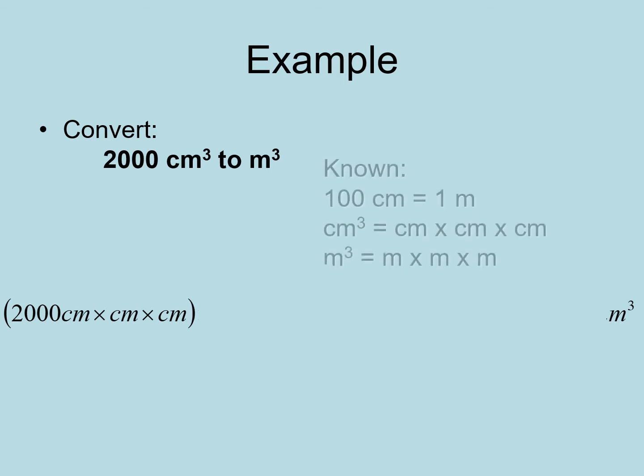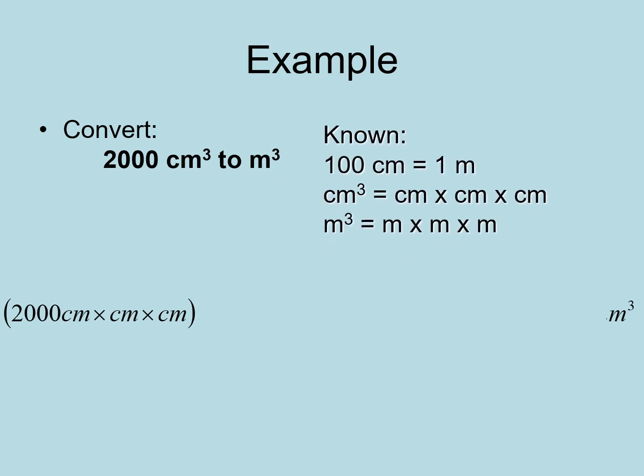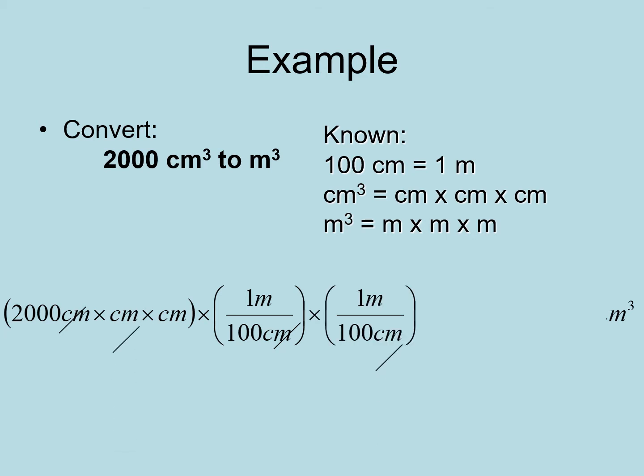So for example, I know that 100 centimeters equals 1 meter, and maybe I can make use of that fact. So if I write 1 meter over 100 centimeters as my conversion factor, that will only cancel out 1 of the centimeters. I need to do it 2 more times in order to fully cancel the cubic centimeters that I started with. Now I have meters times meters times meters, which is going to give me cubic meters. That's the unit that I want, so I only need to do the math.